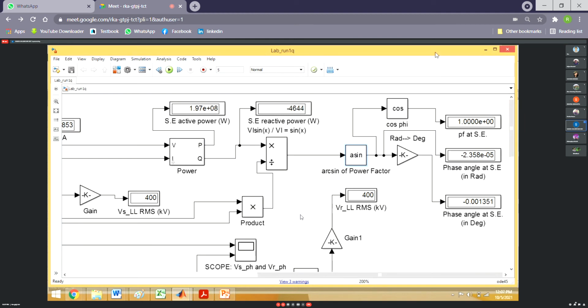Otherwise from here, because negative also you are getting, that means reactive power is negative, okay? Reactive power negative means capacitive at sending end. Shall I go to the next part? Yes.